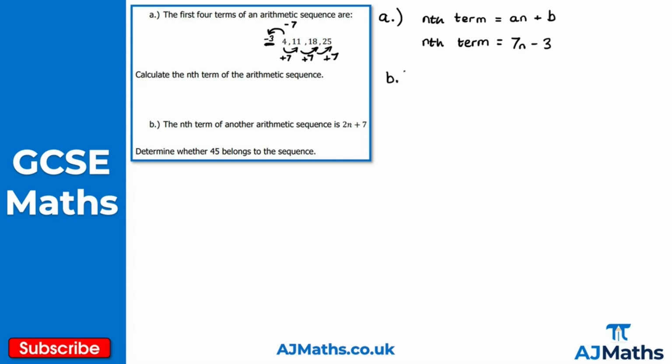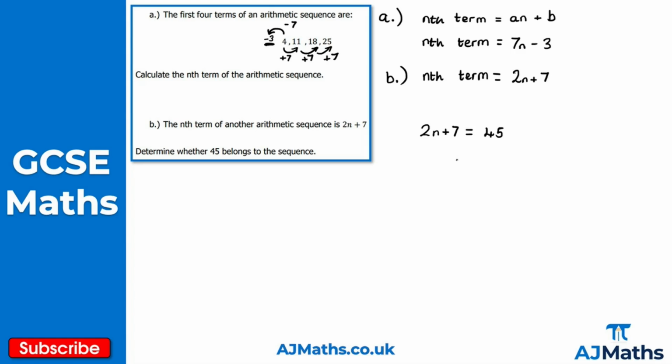Now for part B, we've got the nth term of another arithmetic sequence, and that's 2n plus 7. Let's just note this nth term here. Like we said, that's 2n plus 7. Now we're asked to determine whether 45 belongs to the sequence. Okay. If we want to check here whether this number belongs to this sequence, and we've got the nth term here, all I do is I take my nth term here, so 2n plus 7, and I set it equal to this number. Okay.